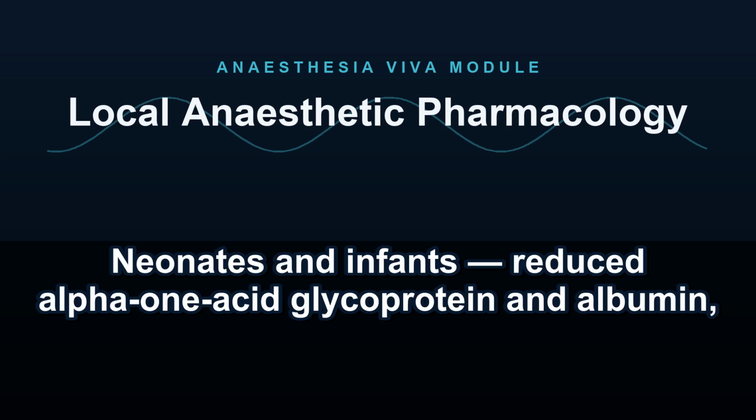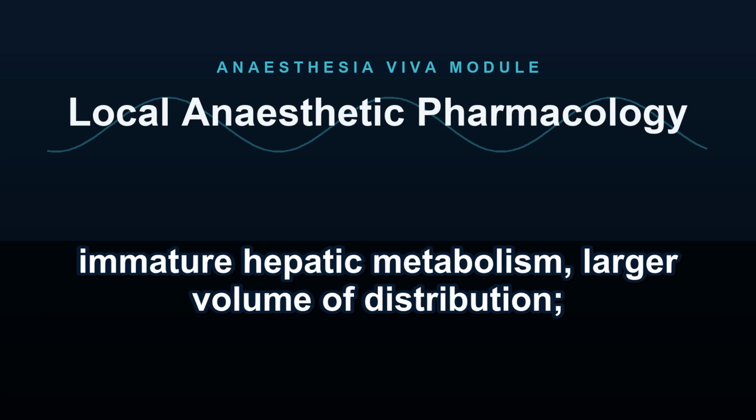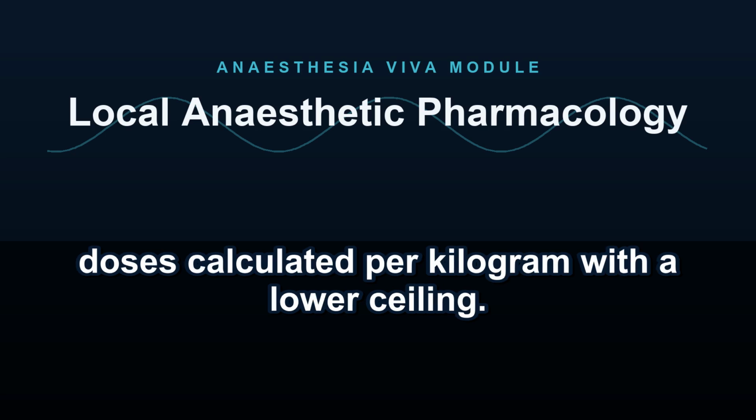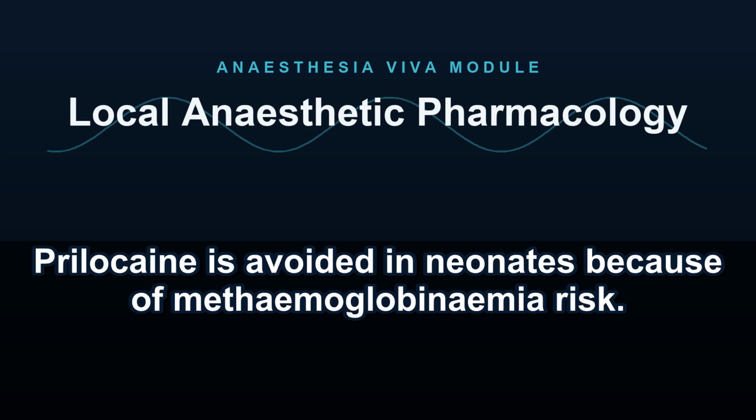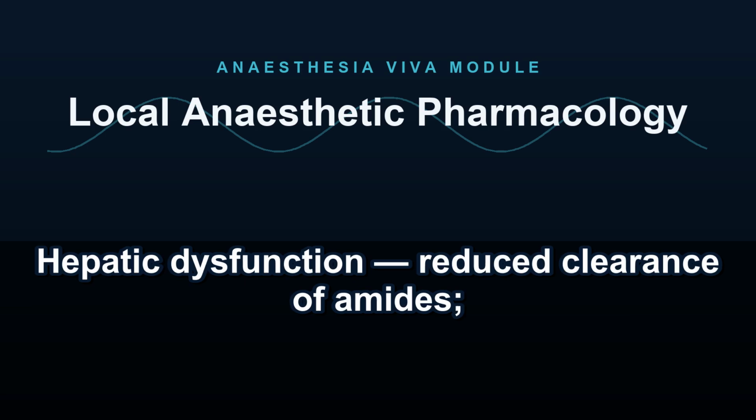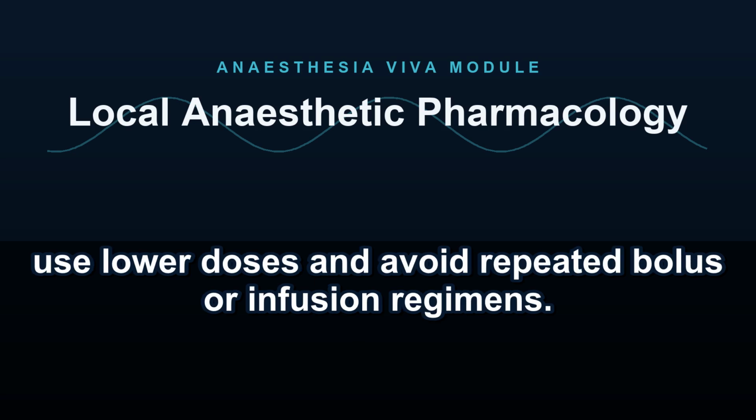Neonates and infants: reduced alpha-1 acid glycoprotein and albumin, immature hepatic metabolism, larger volume of distribution, doses calculated per kilogram with a lower ceiling. Prilocaine is avoided in neonates because of methemoglobinemia risk. Hepatic dysfunction: reduced clearance of amides. Use lower doses and avoid repeated bolus or infusion regimens.